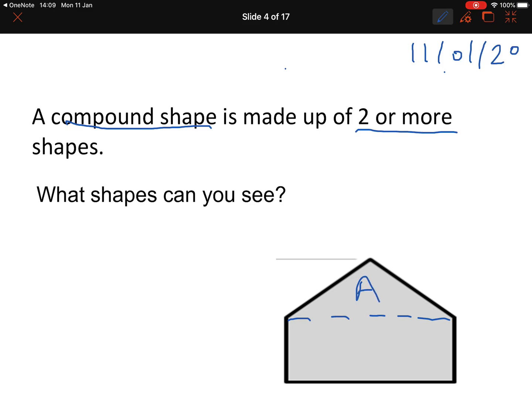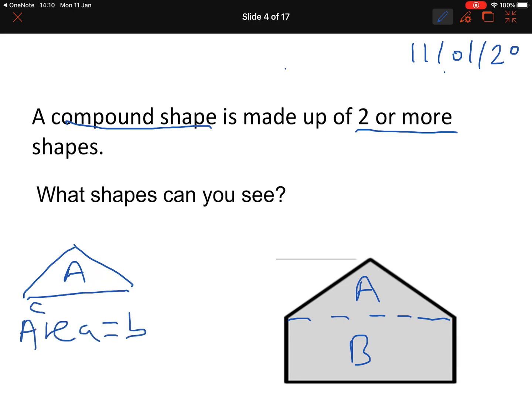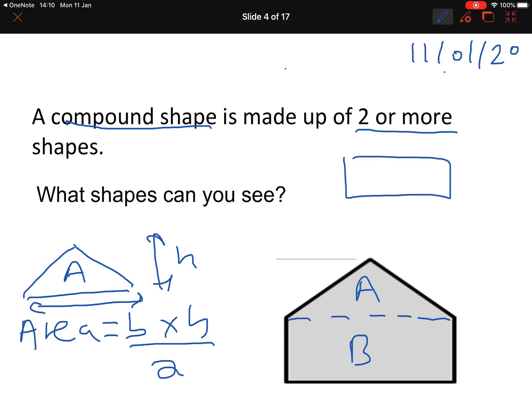You've guessed it. You should see a triangle on top, so that would be my A, and the rectangle at the bottom. Now, you've got to be careful with this, because I see people often make mistakes with this. To find the area of A, the area would be your base, which is this bit here, multiplied by the height, and then you divide that by 2.